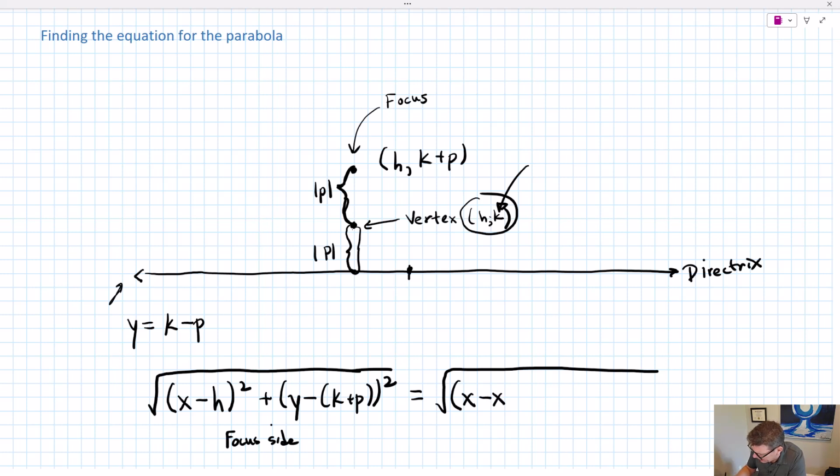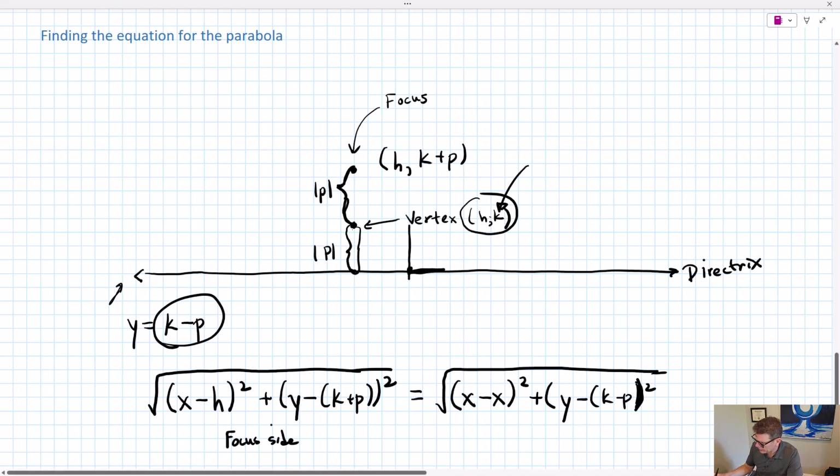So it's going to be x minus x squared plus, because you'll see, right, we can just move the x value on that directrix any way that we want. And so that'll give me x minus x squared, and then it'll be plus y minus, and now the equation for the directrix is k minus p squared. And not the k minus p squared, the whole thing is squared. And so that's our equation.